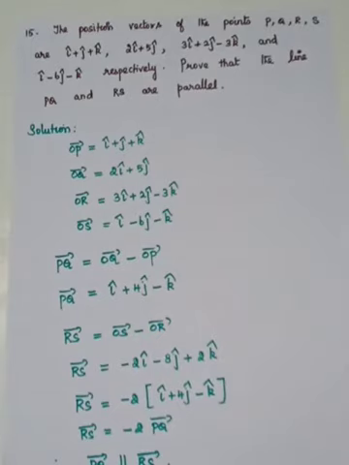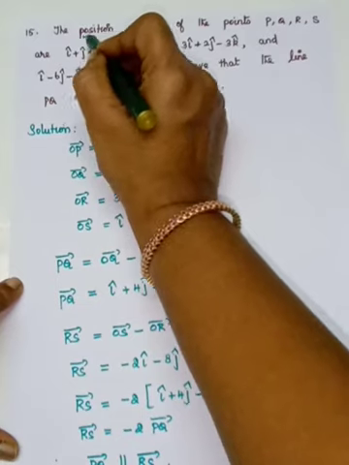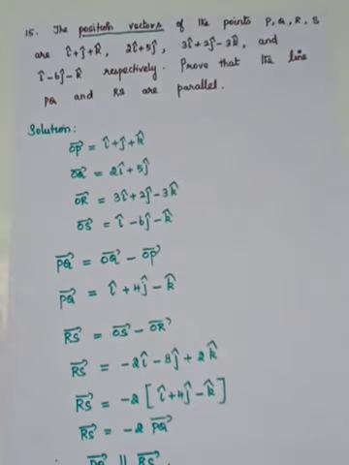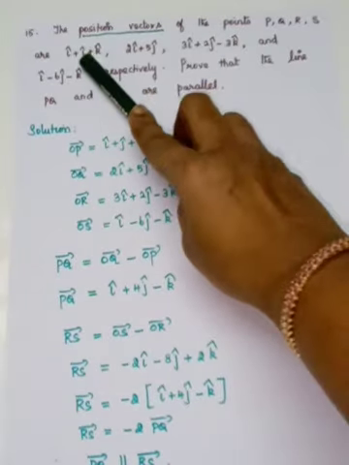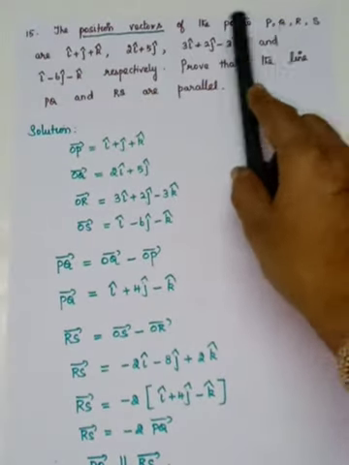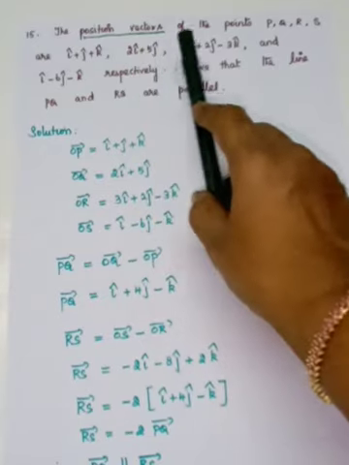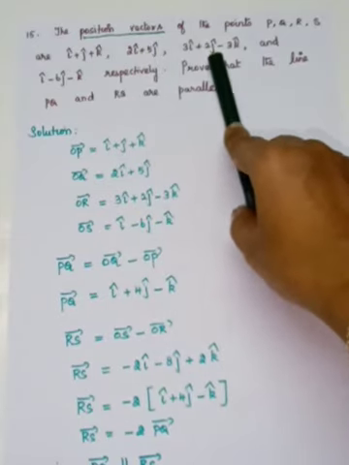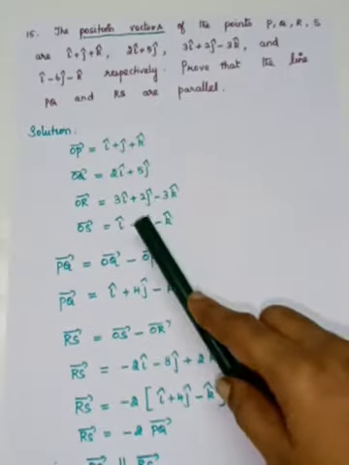Okay, come to the 15th one. The position vectors of the point. This word is very, very important. Position vectors of the points P, Q, R, S are given respectively. You see that the four vectors are the position vectors of the points P, Q, R, S. How to write the position vector of P? That is OP vector. So the first vector is OP vector. The second point is Q, so the second vector is OQ vector. The third vector is OR vector, and the fourth vector is OS vector.